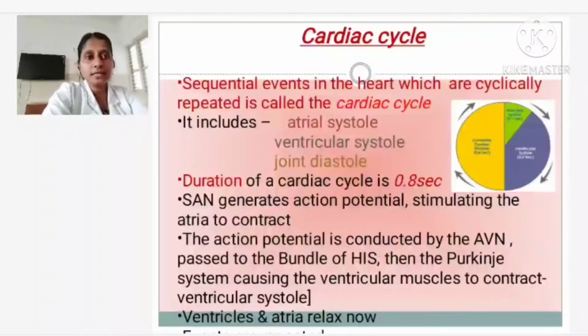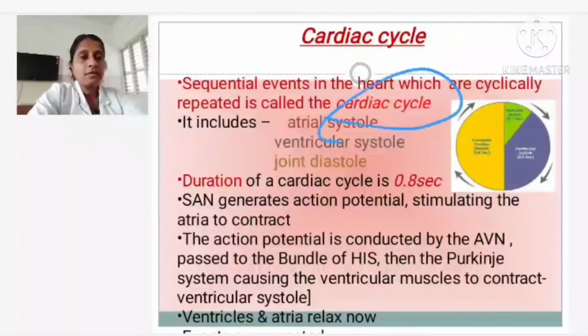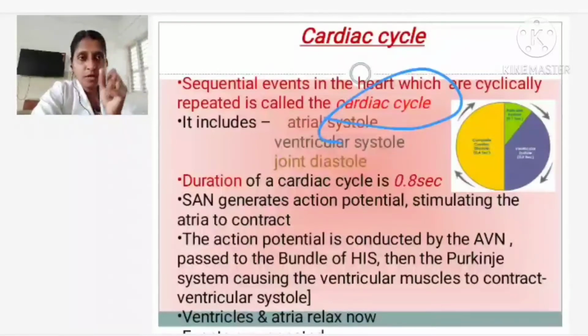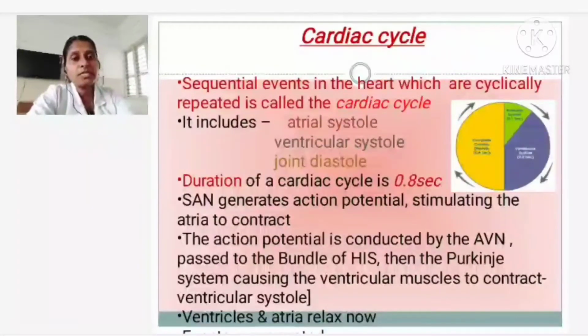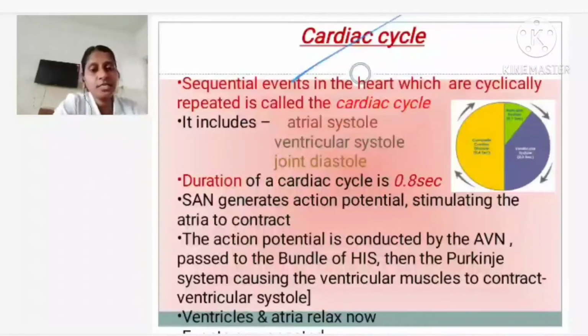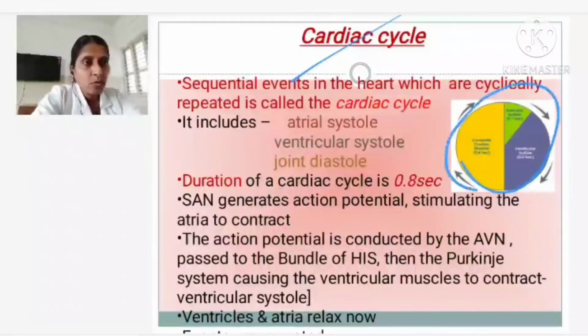Now cardiac cycle, that is the next topic. So in a cardiac cycle, you can find the contraction and relaxation of the heart taking place in one cycle. It is divided into 3 stages. Cardiac cycle is the sequential event in the heart which is cyclically represented. Okay, so you can find it is represented in the form of a cycle.